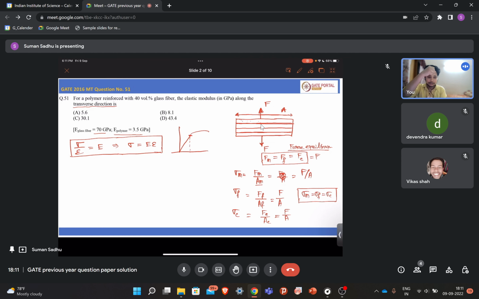Now, from the geometry of the deformation, if we extend this polymer in the transverse direction, what will be the total strain? The total strain, let's say the strain in the composite, will be equal to the volume fraction of the fiber into the strain in the fiber, plus the volume fraction of the matrix into the strain of the matrix. So this will be the total strain, right? You got it up to this point. If you have any doubt, just let me know, then we will move further.